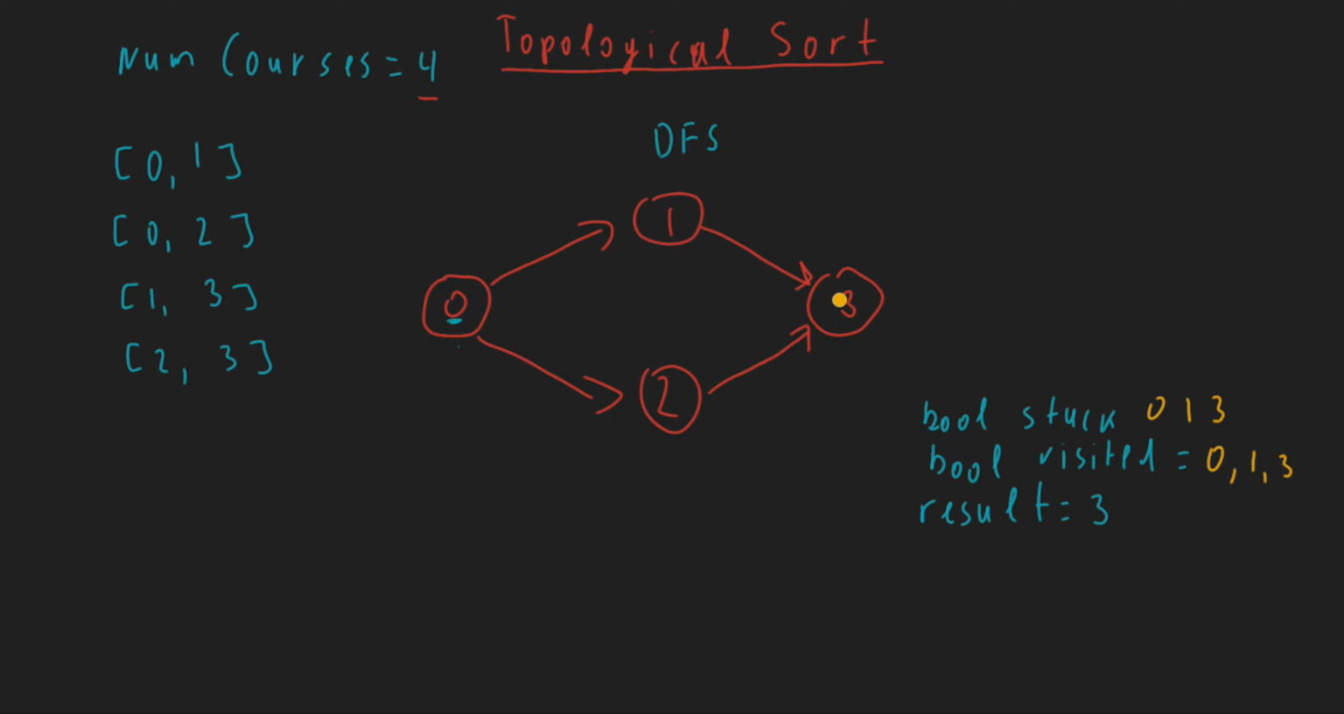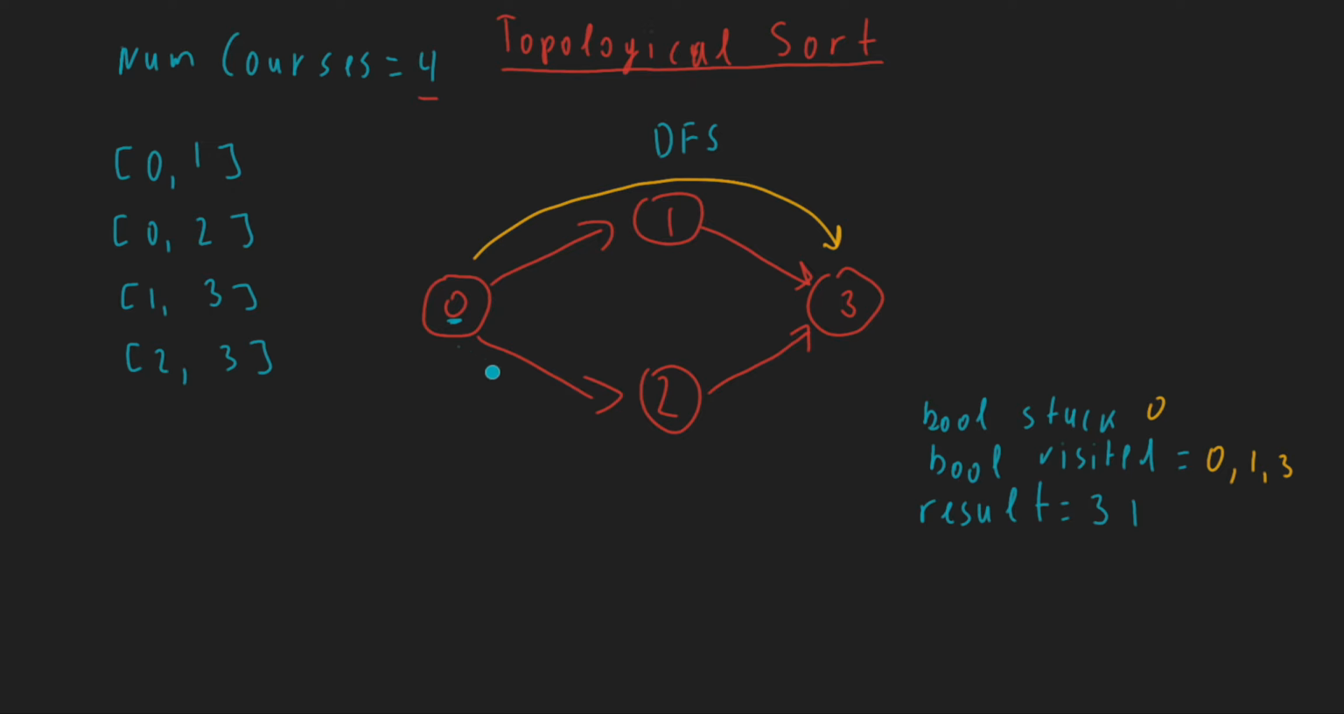So we are here. Now we are backtracking. We have depth first searched this branch. Now we are backtracking, so we are adding 1 to our result also. And now we are exploring, depth first searching this part. As we are depth first searching, we are removing these values from our stack.